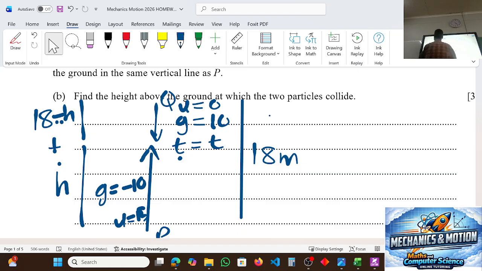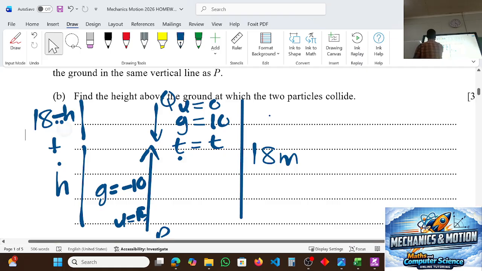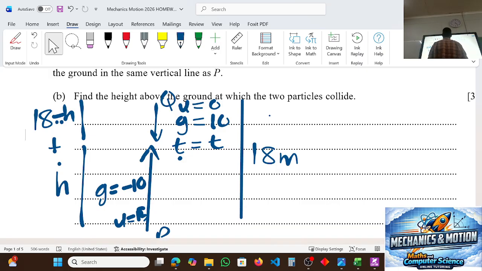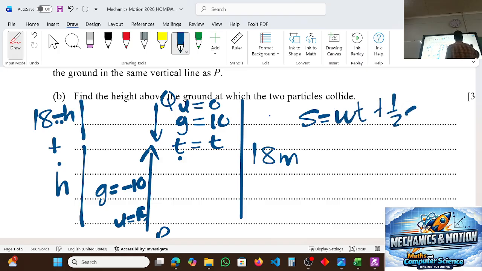Because we've got two unknowns, that's t and h, but our interest is to find t. So let's see. When I've got s, u, g, and t, I think the best equation to use for this scenario is going to be s equal to ut plus half a t squared. And it has to work for both.